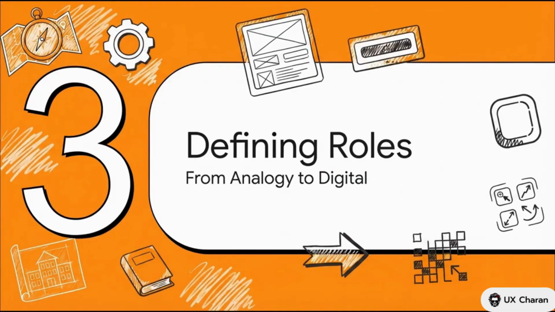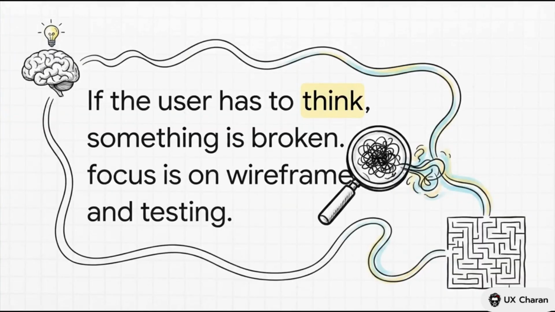Section 3. Defining the roles. Let's take that physical analogy and map it straight onto a digital app. Let's start with the UX mindset. If the user has to think, something is broken. A UX designer figures out what the user is trying to do and what's stopping them, way before any visual design happens.